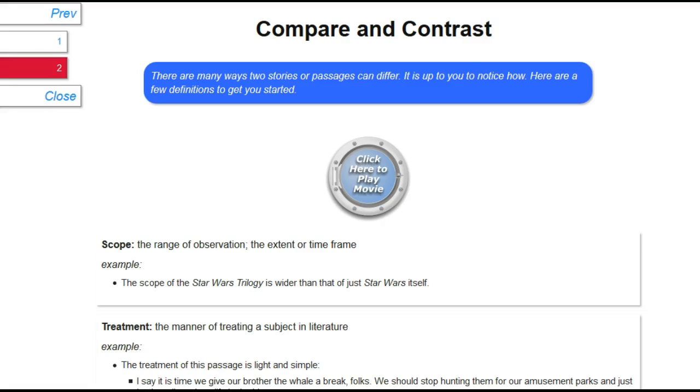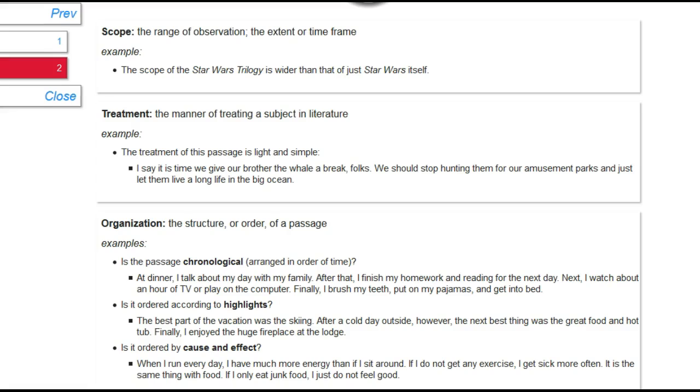There are many ways two stories or passages can differ. It is up to you to notice how. Here are a few definitions to get you started. You can pause this recording and go to your lesson and click to play the movie.